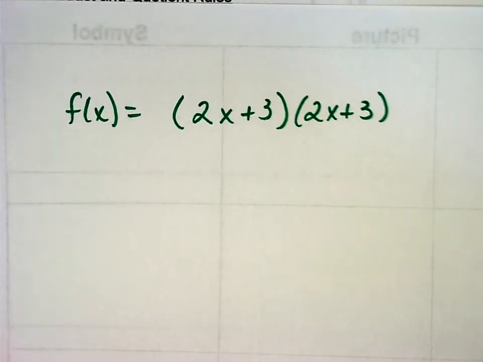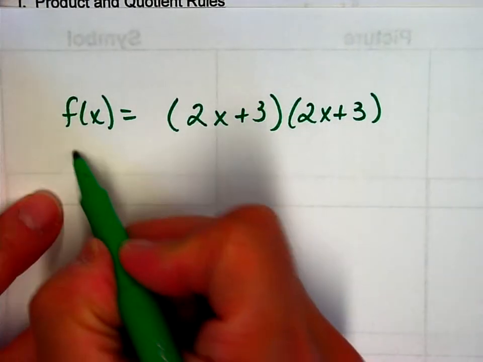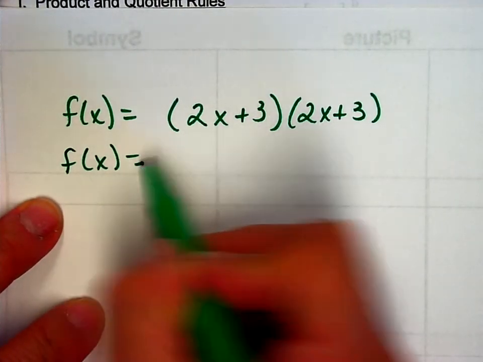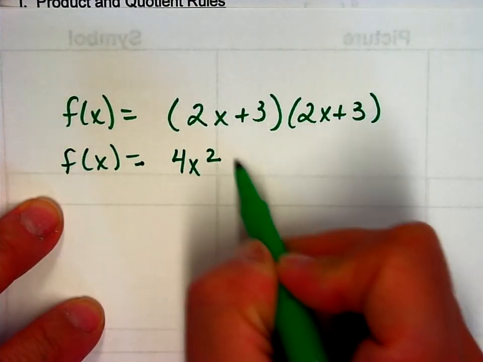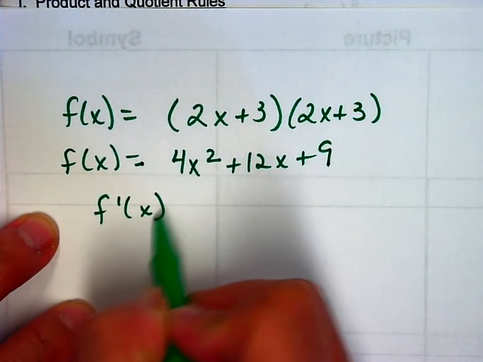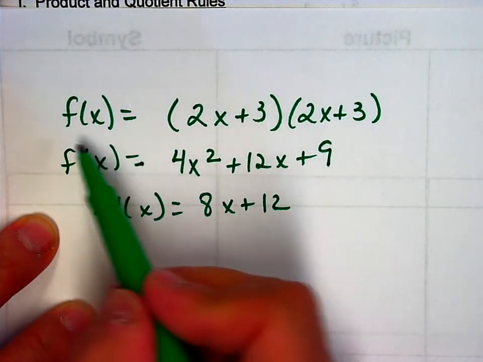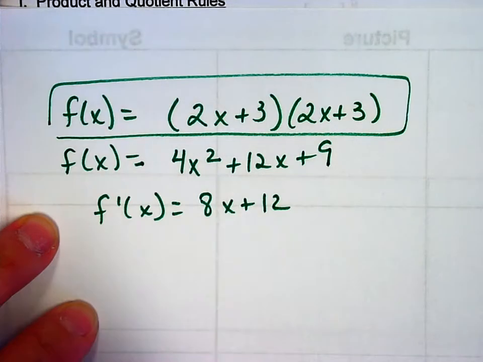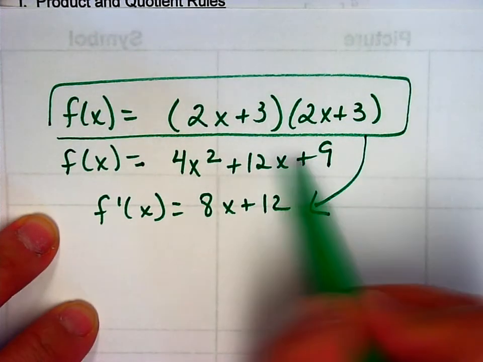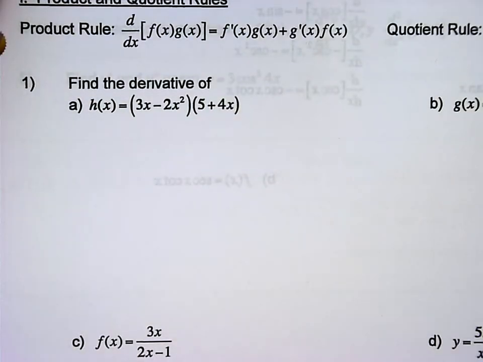Previously, when we were asked to take the derivative of a function like this, the product of two functions, the only way we could take the derivative is we would have to multiply this out. So this is 4x squared plus 12x plus 9, and then your derivative, we can go from there, is 8x plus 12. So this one's not so bad, but I want to be able to actually take the derivative from here and go straight to here without necessarily multiplying out the function first. So this is where the product rule is going to help us.